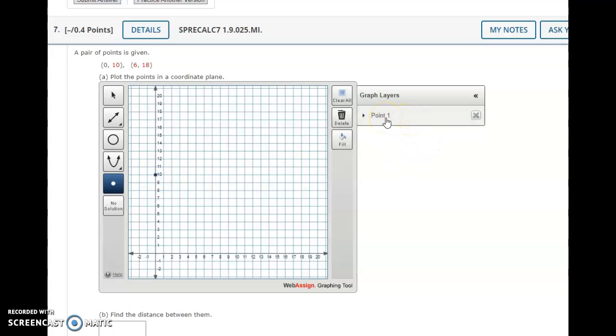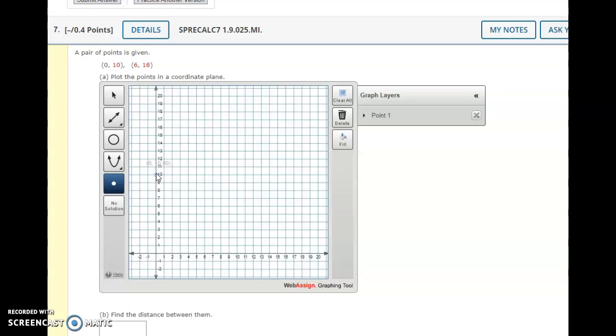Then I'm going to check what point it picked. There are a couple of ways. If you hover here, you should be able to read it, though it's very faint. What's better is to go here, and then it will tell you. Let's try the next point. I've got 0, 10. 6, 18 would be 6, and then up to 18. Now, let's say I accidentally put the point somewhere else. That one went in the right spot, so let me delete it.